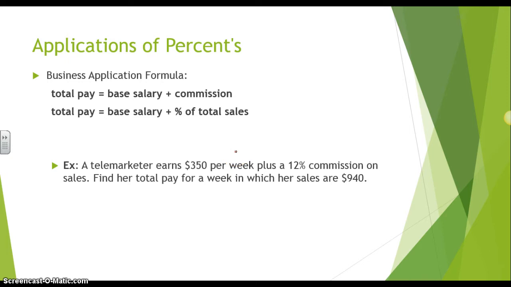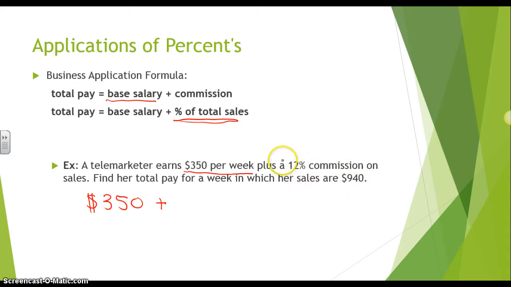So this example says a telemarketer earns $350 per week plus a 12% commission on sales. Find her total pay for a week in which her sales are $940. So when we're looking at this, when we think of our base salary, that's going to be the amount she's making per week. So that's the $350. Then I'm going to add the commission to that. And what the commission is, is the percent of the total sales. So it's 12% commission on sales, and her sales are $940.